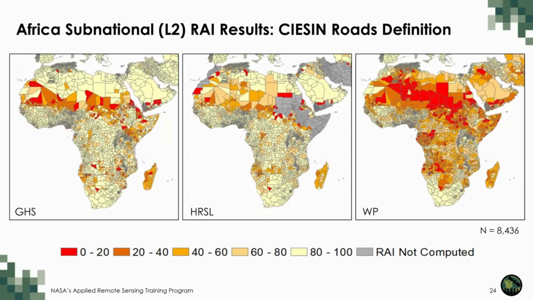At the subnational level, using Africa as an example, here with Season's more inclusive roads definition, we see a rather dramatic difference between the World POP results and the other two datasets, especially in areas of the Sahara. These lower RAI values are likely due to the World POP model, which does not predict zero population values in any pixel. Rural areas with population in administrative units are assigned a small per pixel population estimate. This adds up over large, likely uninhabited areas like the Sahara, resulting potentially in overestimation of the rural population without access to roads.